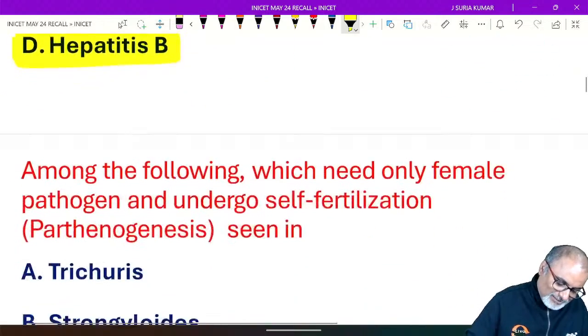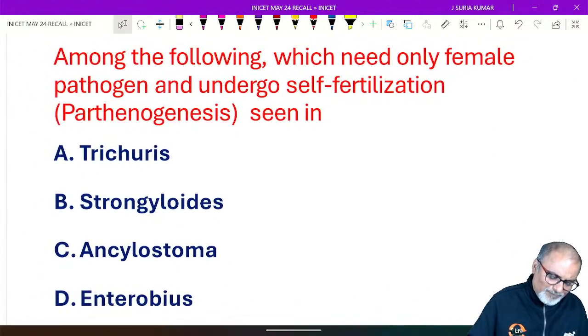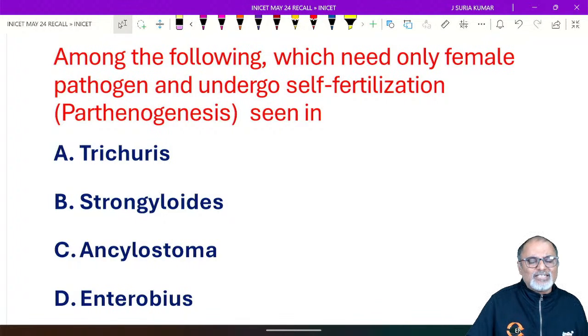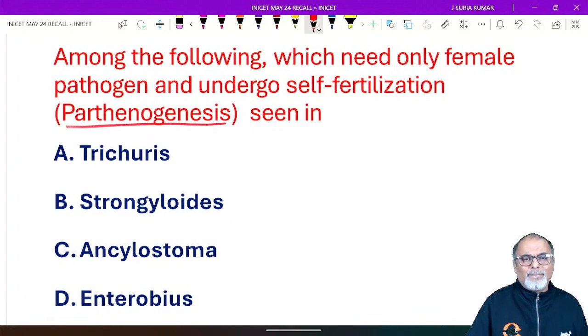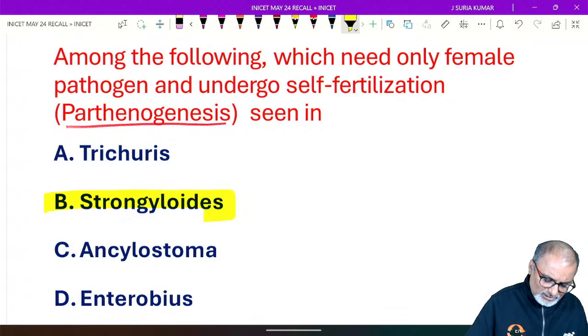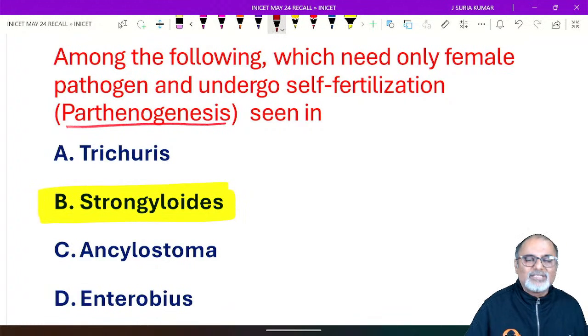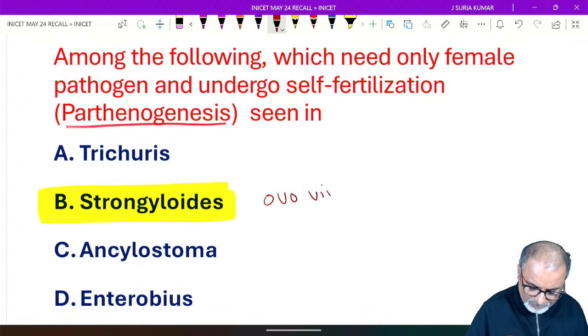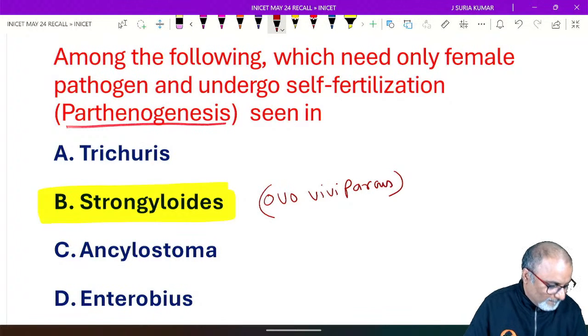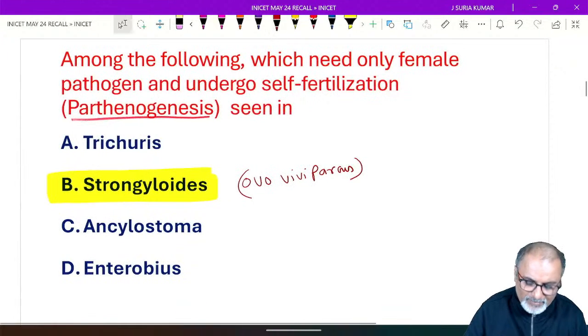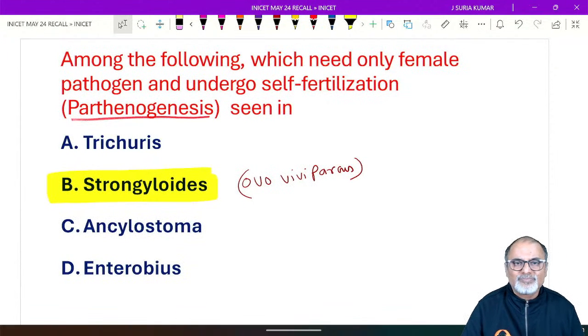Next is, among the following, which needs only a female pathogen and undergoes self-fertilization? We call it parthenogenesis, a classical feature. It's a direct question. Parthenogenesis, without male, self-fertilization of the female, we can see in Strongyloides stercoralis. And we call it ovoviviparous: it gives birth directly, the egg immediately becomes a larva. So the answer is Strongyloides stercoralis.